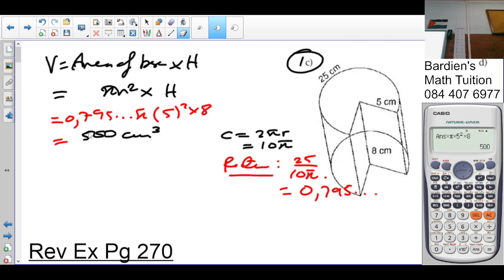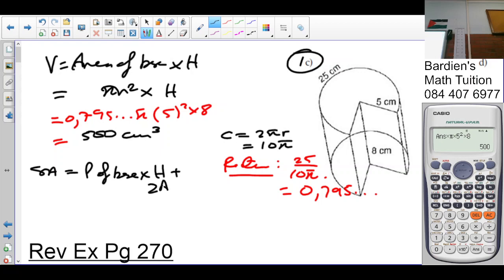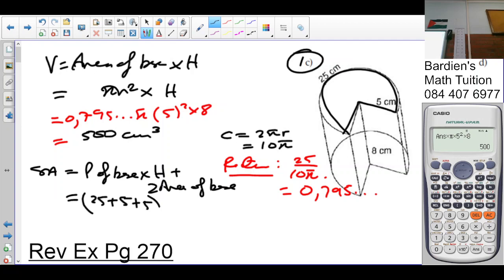Then, for the total surface area, how do we calculate that? It is the perimeter of base times height plus 2 area of base. Okay, so the perimeter of this base, of course, is going to be 25 plus 5 plus 5, not so. So it's going to be 25 plus 5 plus 5 times the depth of this object, which is 8, plus 2 area of base. How do you calculate the area of the base?